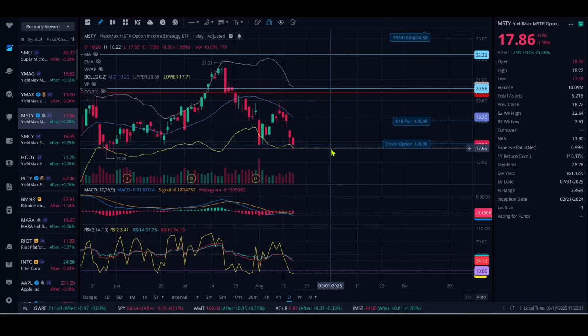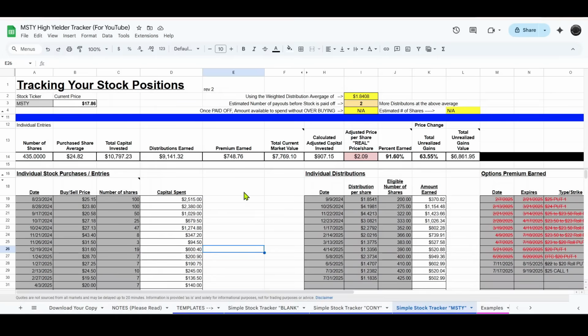Now let's just go ahead and jump right over to my spreadsheet, and let's just see what and where I'm setting currently on my average for MSTY. All right, so here we are on my stock tracker sheet for MSTY, and this is the one that is available in the pinned comment and in the description.